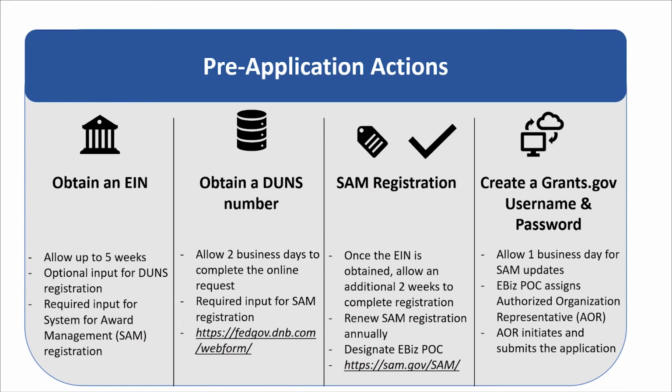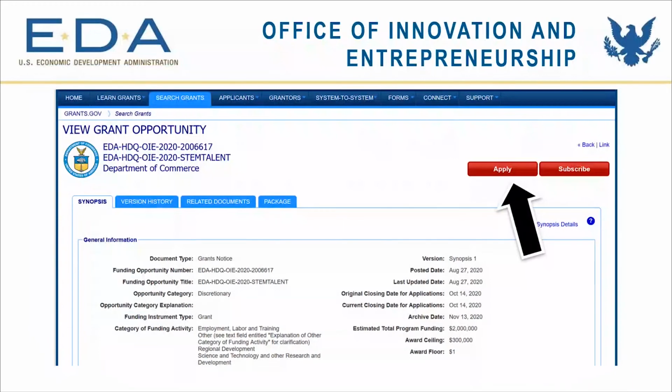Your organization should have an EIN number, a DUNS number, or a UEI number, whichever the application requires, an active SAM registration, and a grants.gov username and password. Predicted timelines to acquire those have been laid out here on the screen. You will also need all the information noted on the last slide to begin your grants.gov workspace.